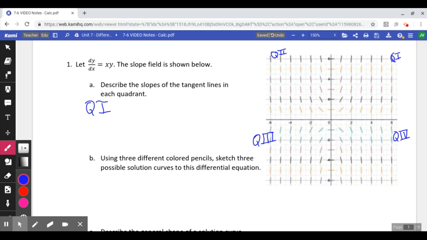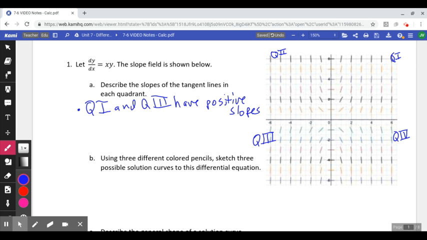And if we take a look at Q3, those slopes are also positive. So we can list Q1 and Q3, or quadrants 1 and 3. So we'll do this here. It says describe the slopes. Q1 and Q3 have positive slopes.